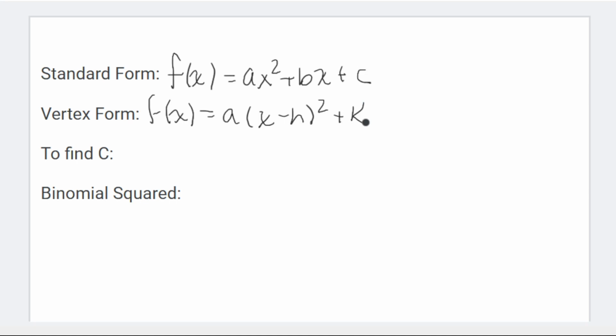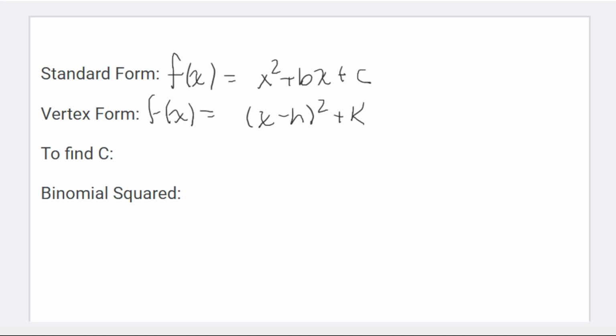Now, in our class, we decided to hold a steady. We were like, no weird a's. So we are only doing this for when a is equal to 1. That being said, it is possible to complete the square with an a value, all right? Just ain't nobody got time for that right now, okay? That is something for another day.